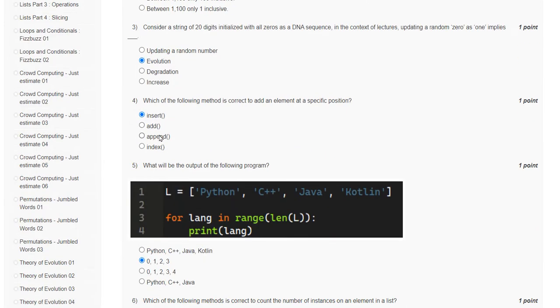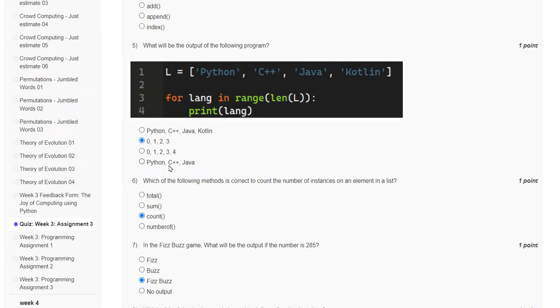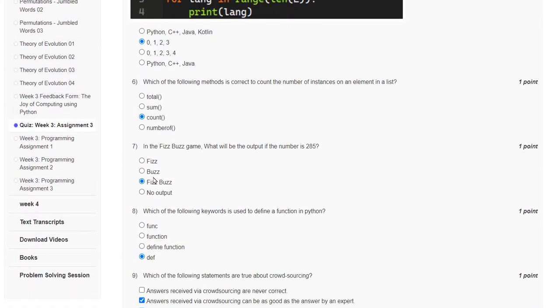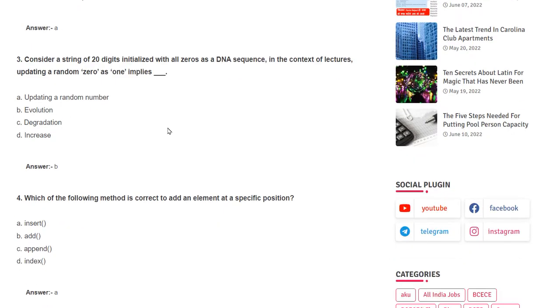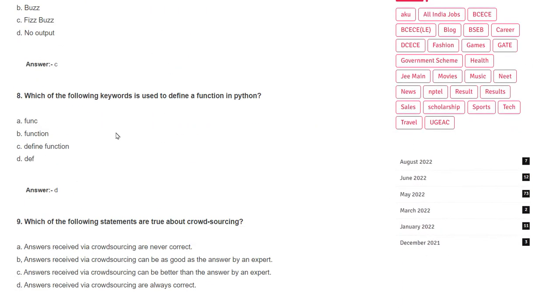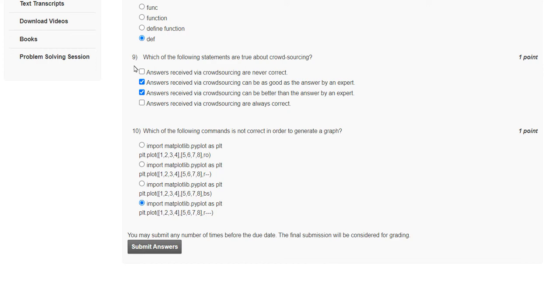And fourth one is A, also the same answers, and fifth one is B, sixth one is C, seventh is B, C, 8 is D. Once more, you can check for errors. 8 is D, 9 is B and C, 10th is D.